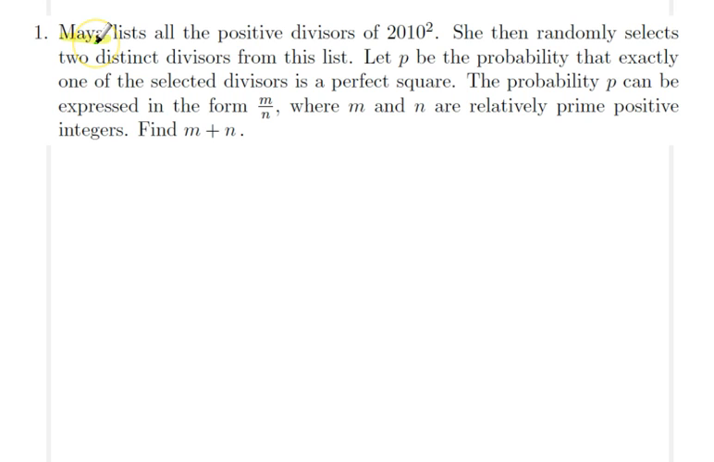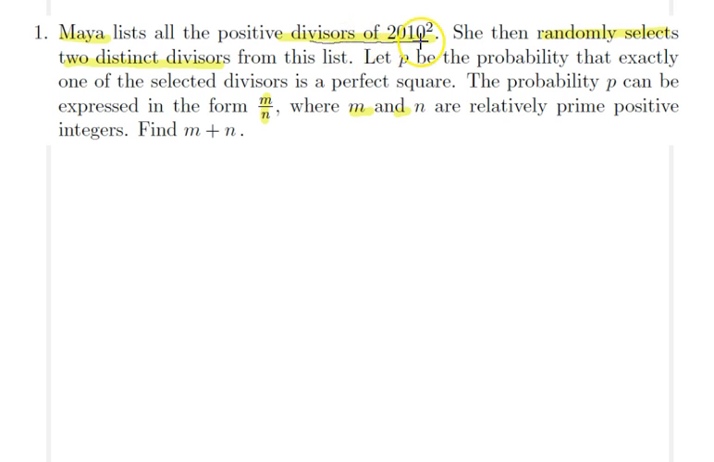Maya lists all positive divisors of 2010 squared. She then randomly selects two distinct divisors from this list. Let P be the probability that exactly one of the selected divisors is a perfect square, only one. The probability can be expressed in the form m over n, where m and n are relatively prime positive integers. Find the sum of m and n.